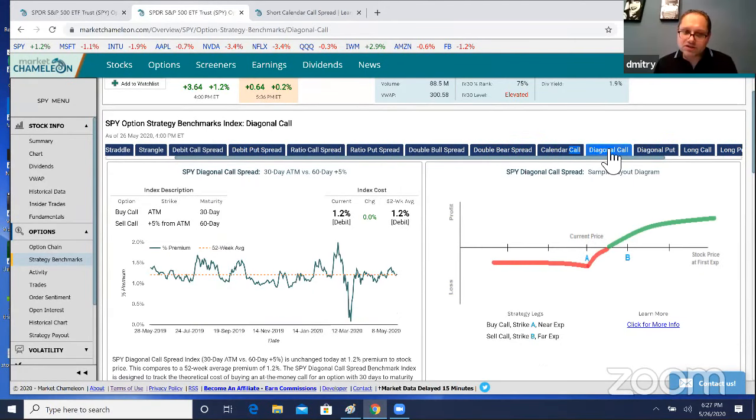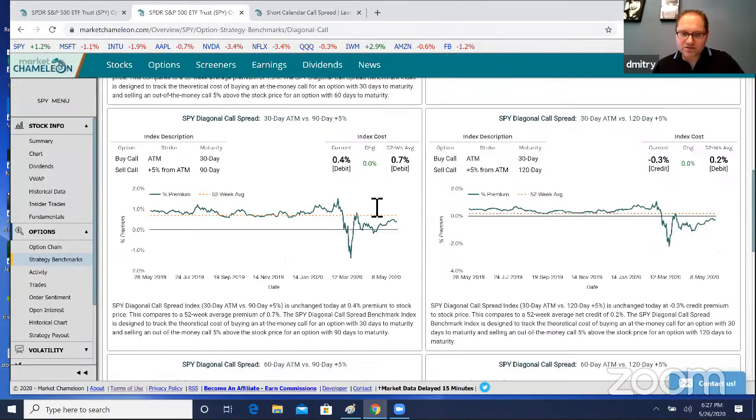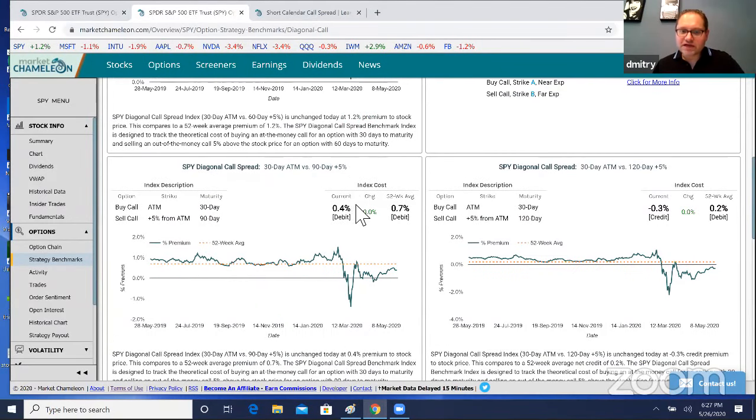So here's a diagonal spread. This would cost you 1.2 if you bought that at the money, 30-day, and sold 5% out of the money. So these are kind of in line. Here's 30-day, 90-day. Maybe this one would be interesting, and I would try to put it on for credit.